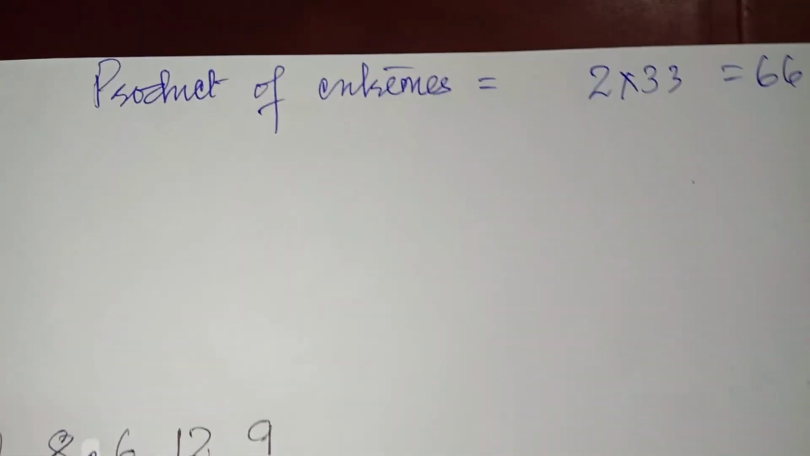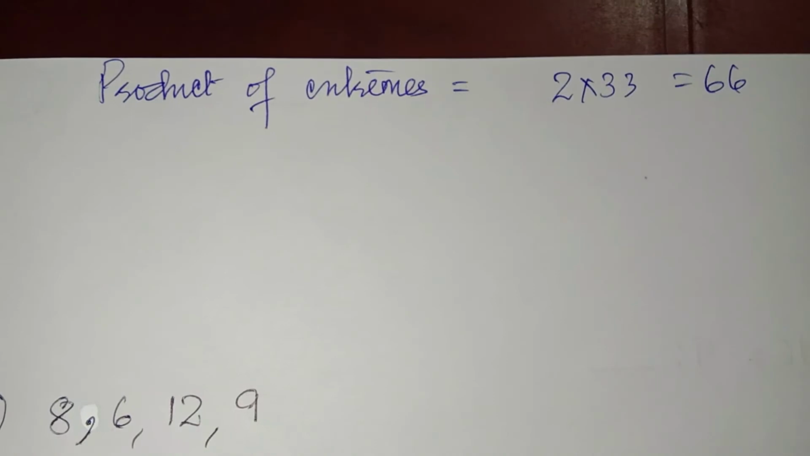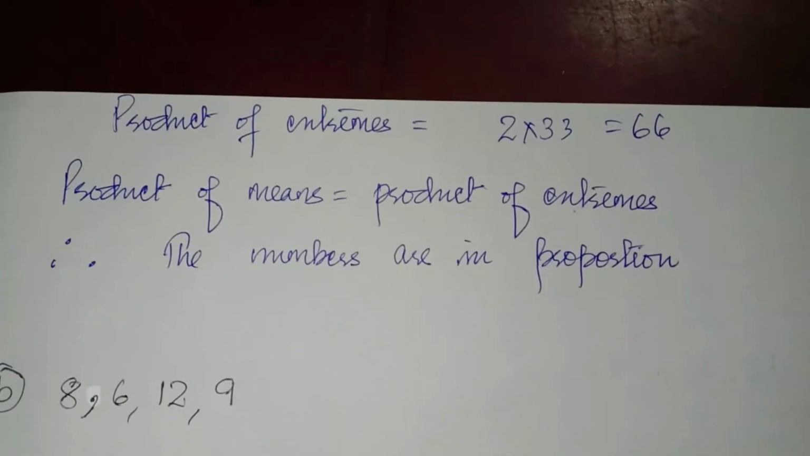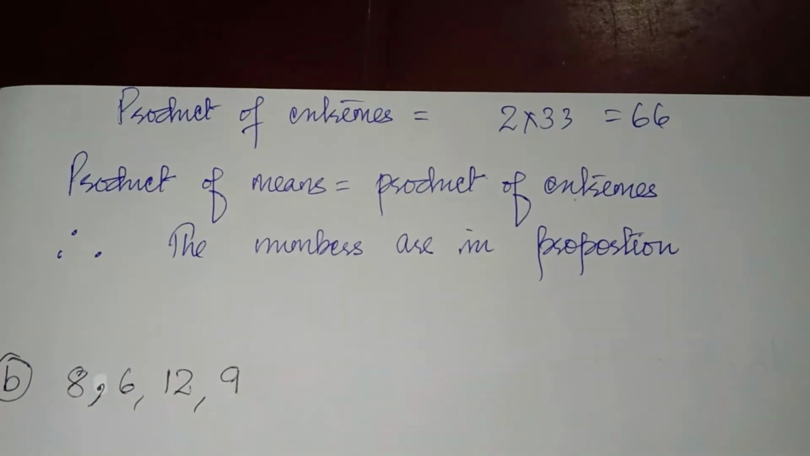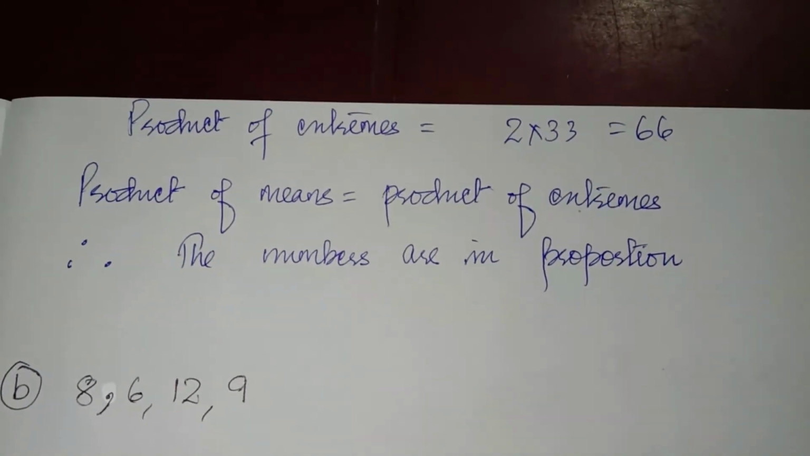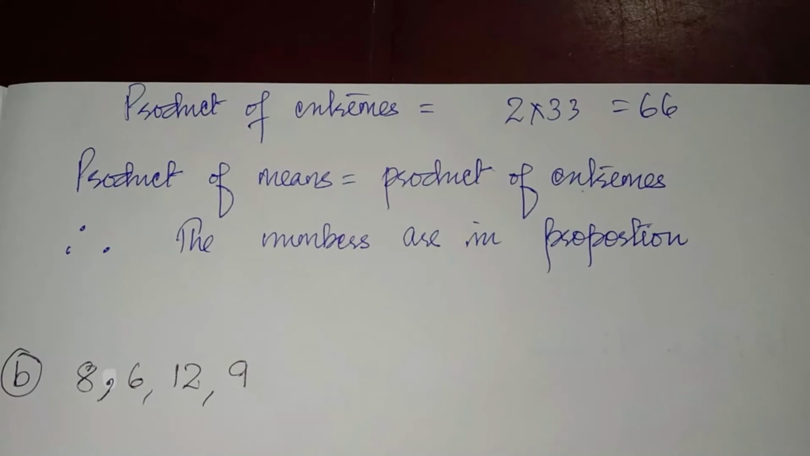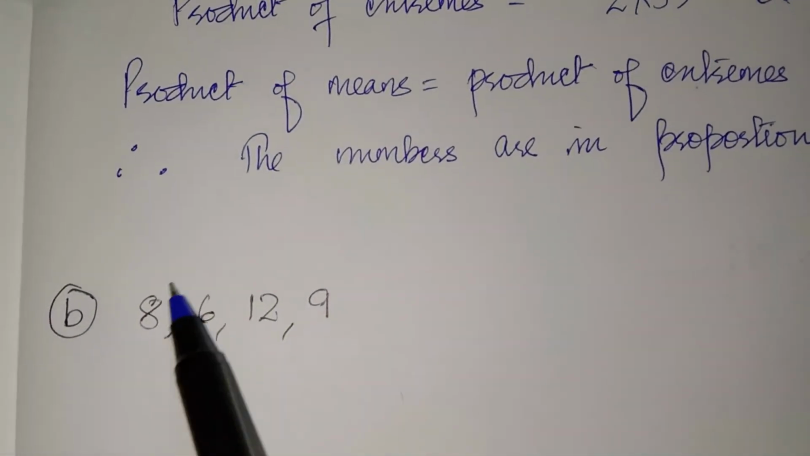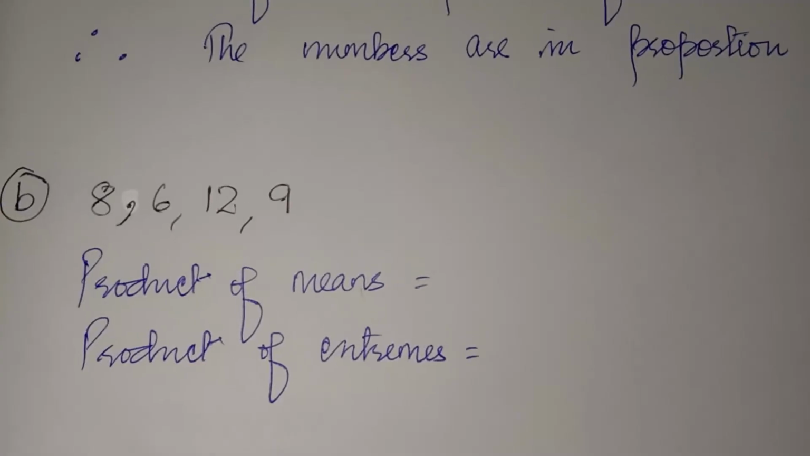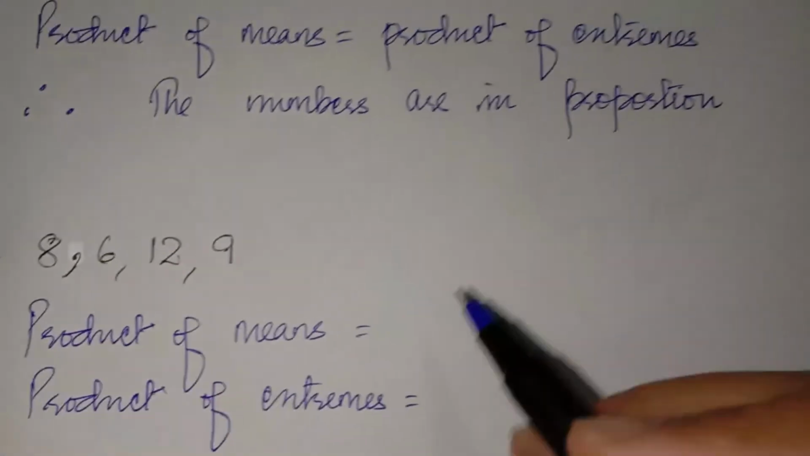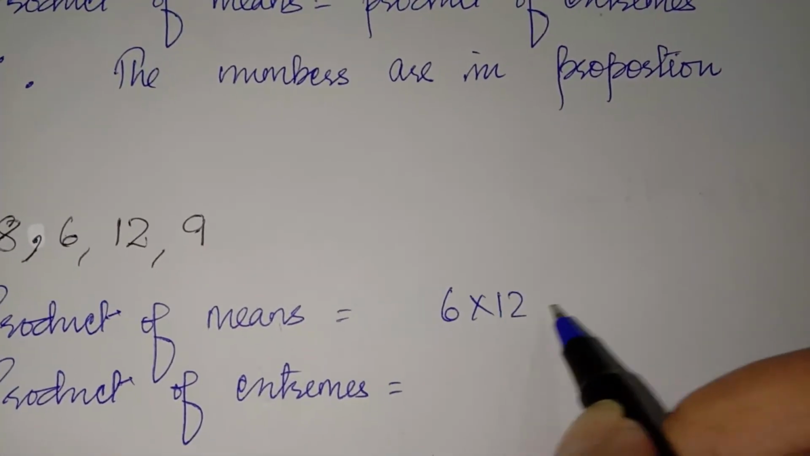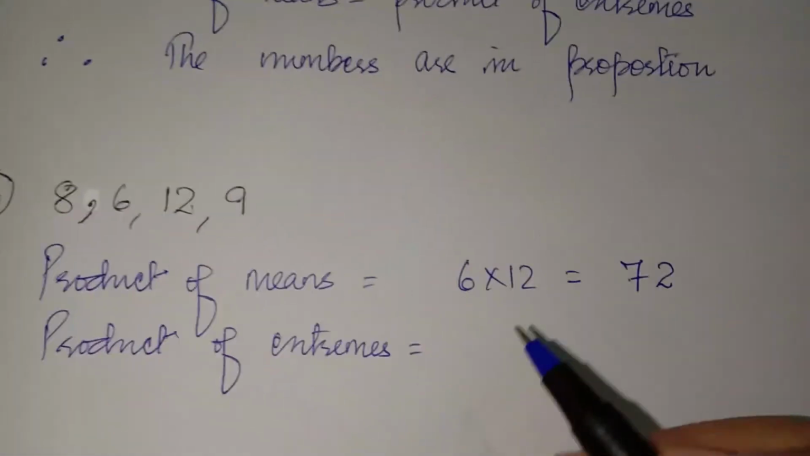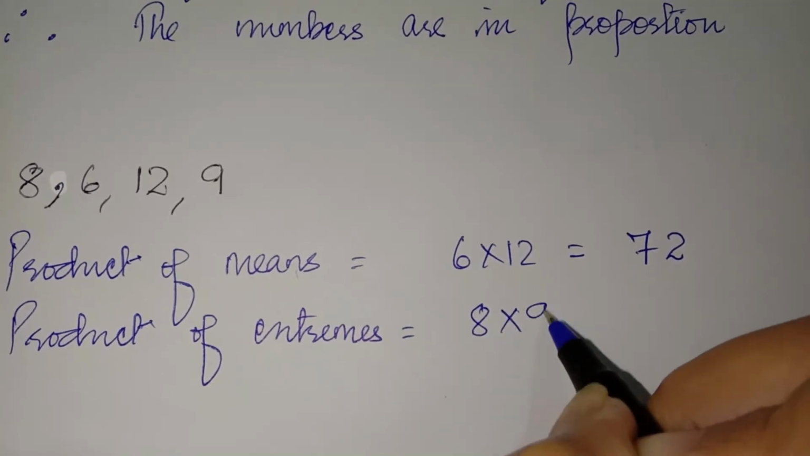So product of means and product of extremes are equal. Therefore the numbers are in proportion. So the four numbers which are given here are in proportion. Here also we will find the product of means and product of extremes. So product of means means 6 and 12. 6 into 12, 72, and product of extremes 8 and 9. 8 into 9 again 72.